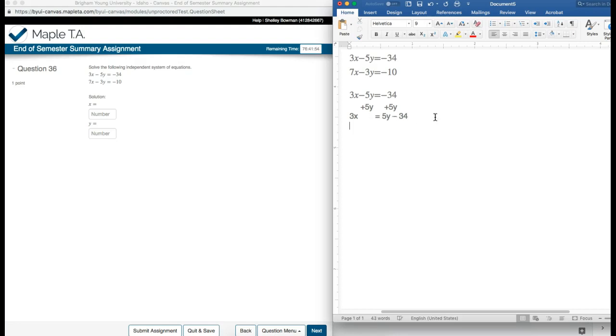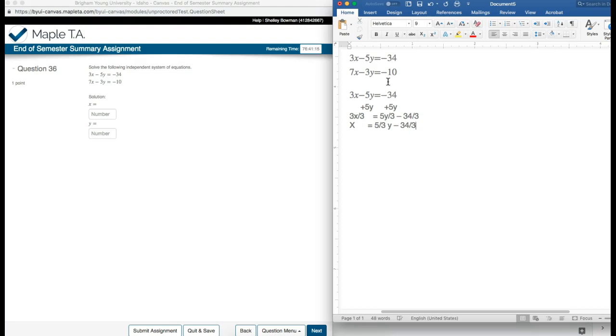And then I need to continue solving for x, so I'm going to do the opposite of the operation here to get rid of the 3, which is divide. So I'm going to divide every single term by 3. On the left-hand side, 3 divided by 3 is 1. 1 times x is x. And then I have 5/3 y minus, and I'm going to keep this in improper fraction form. I'm going to leave it as 34/3.